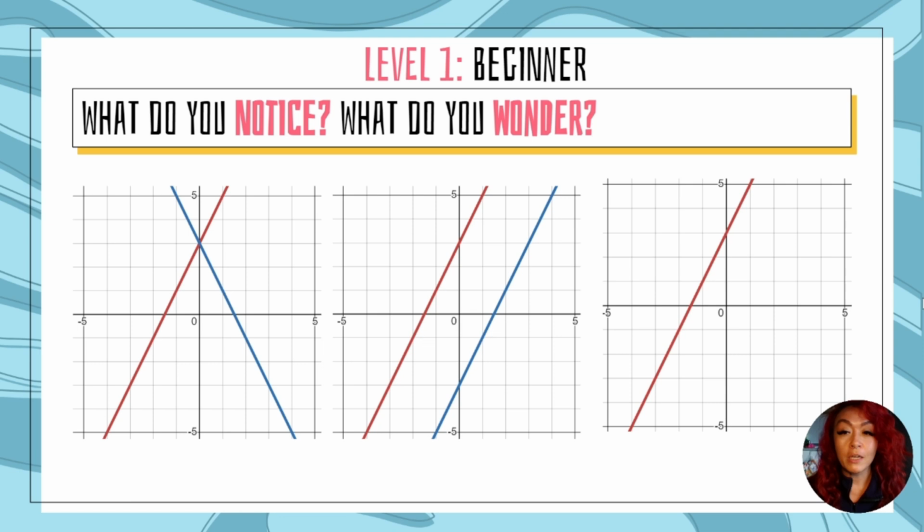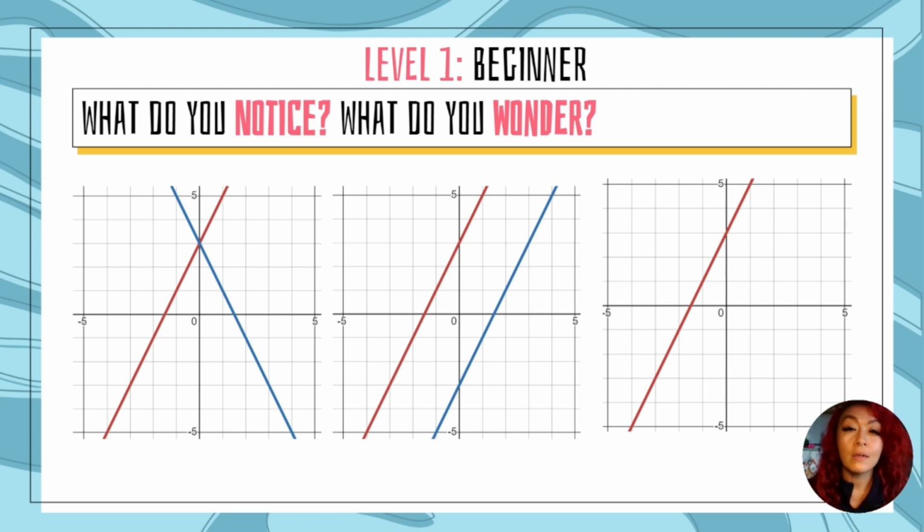I'll start this lesson by showing you these three graphs and asking you, what do you notice and what do you wonder? Well, you may notice that in the first graph, we have two lines that intersect at one point. You may notice that in the second graph, we have two parallel lines that never intersect. And you may notice that in the third graph, we only have one line. But what if I told you it's actually the graph of two lines?